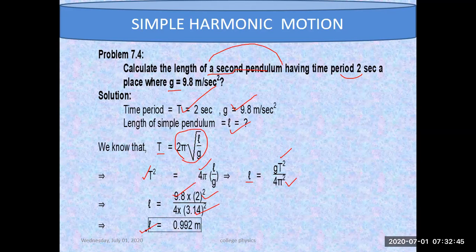So this shows that if you are asked to calculate the length of a second pendulum, then you must understand what will be the time period of that second pendulum. Time period will be 2 seconds then, because it's a second pendulum. And the length which you will calculate will be approximately equal to 1 meter.